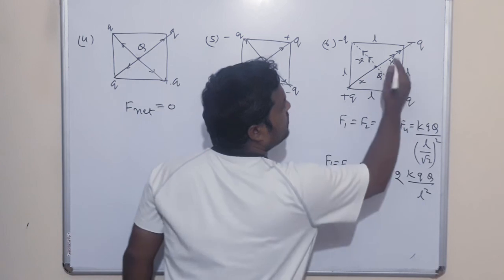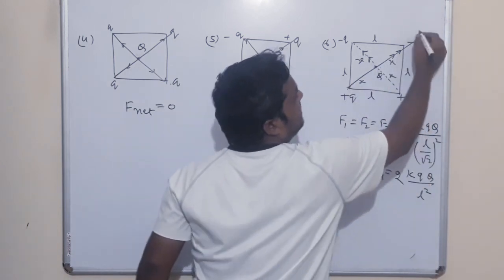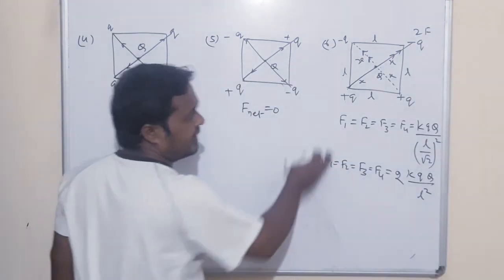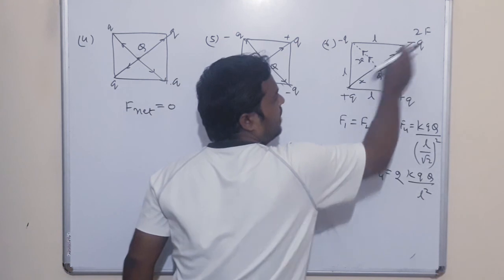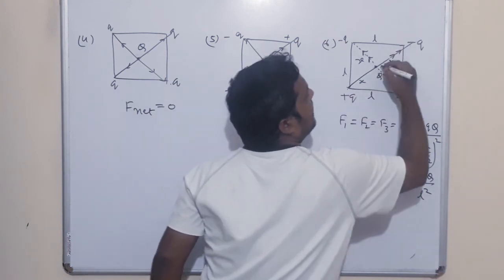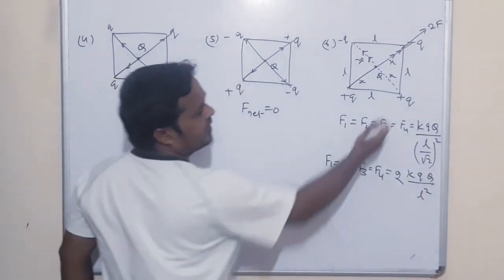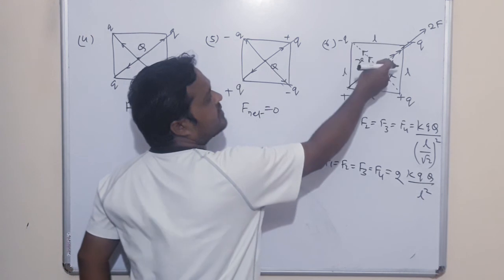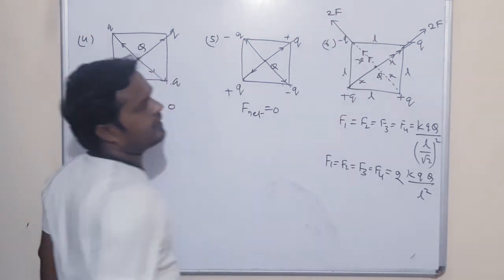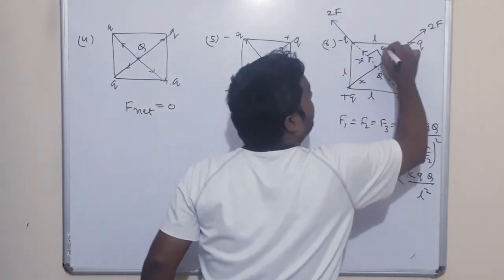Then each such force is F, and 2 forces will be acting in this direction. That resultant is 2F. Followed? Each force is equal to F, F exerted by this charge, F exerted by this charge. Then in this direction how much force will act? 2F force will act. This will exert F. This minus Q will attract by F force. In this direction again 2F force will act. This 2F and 2F are making 90 degrees with each other.